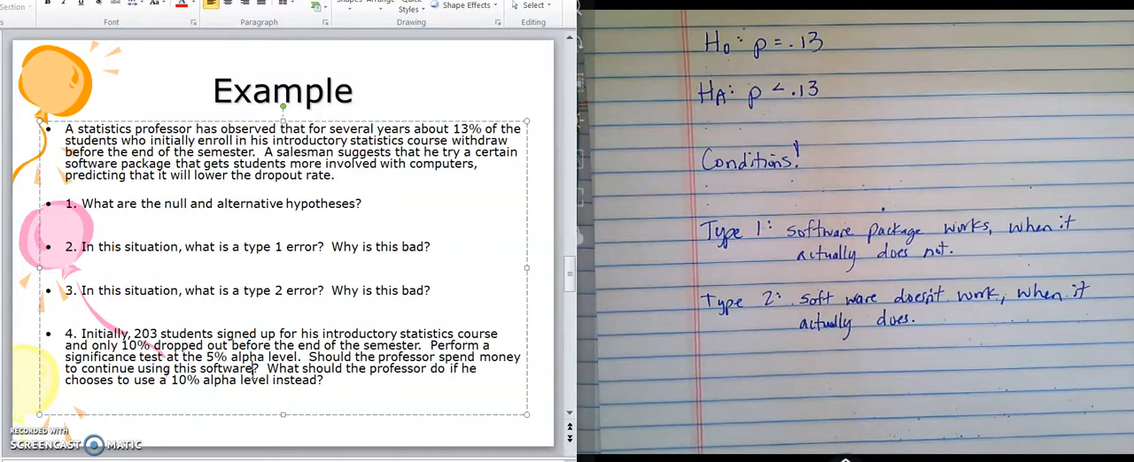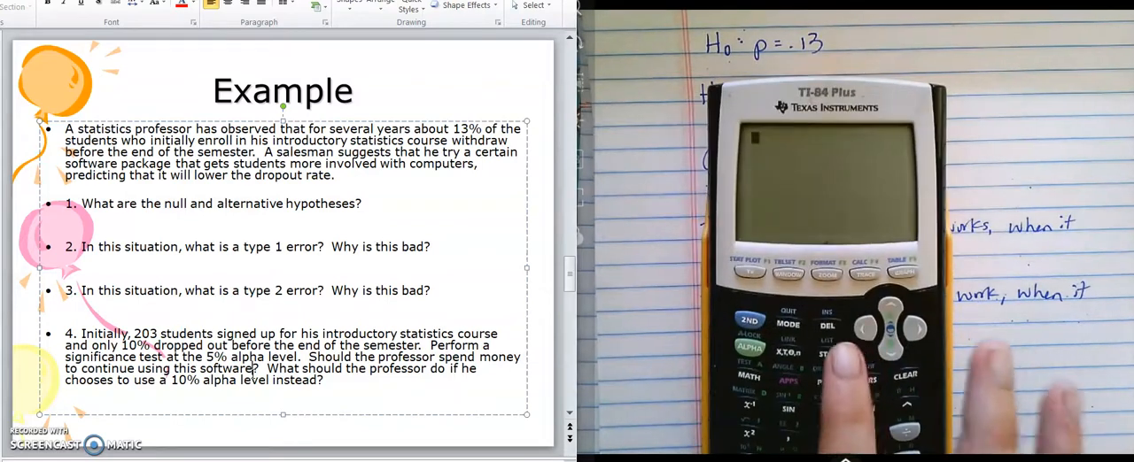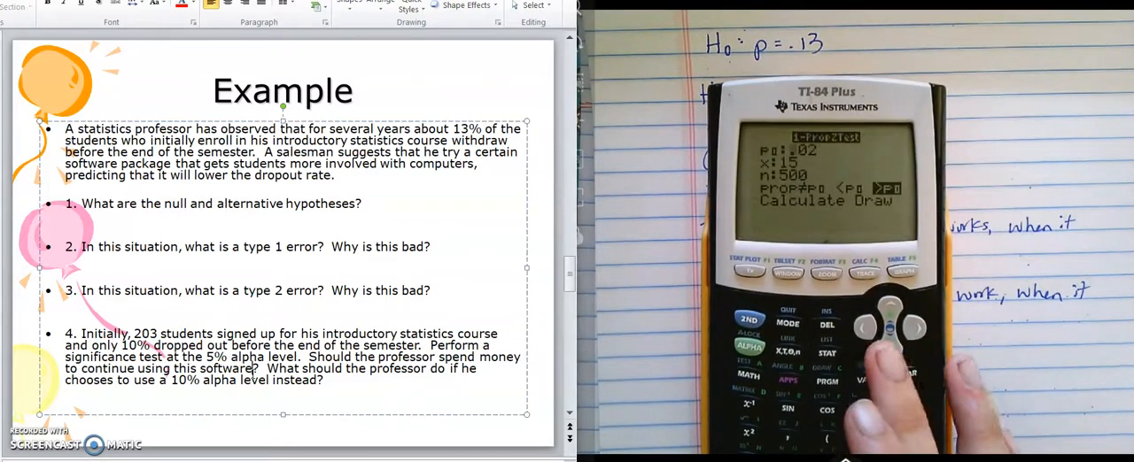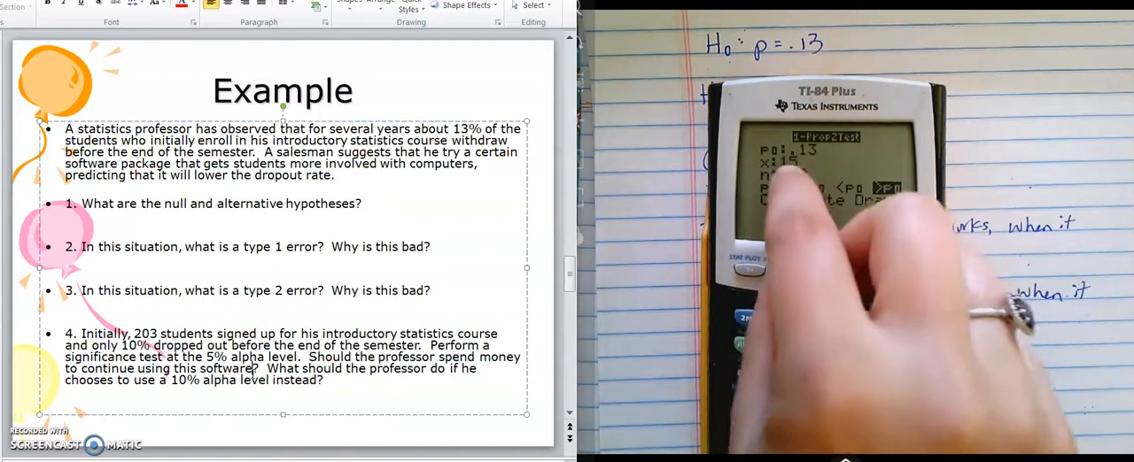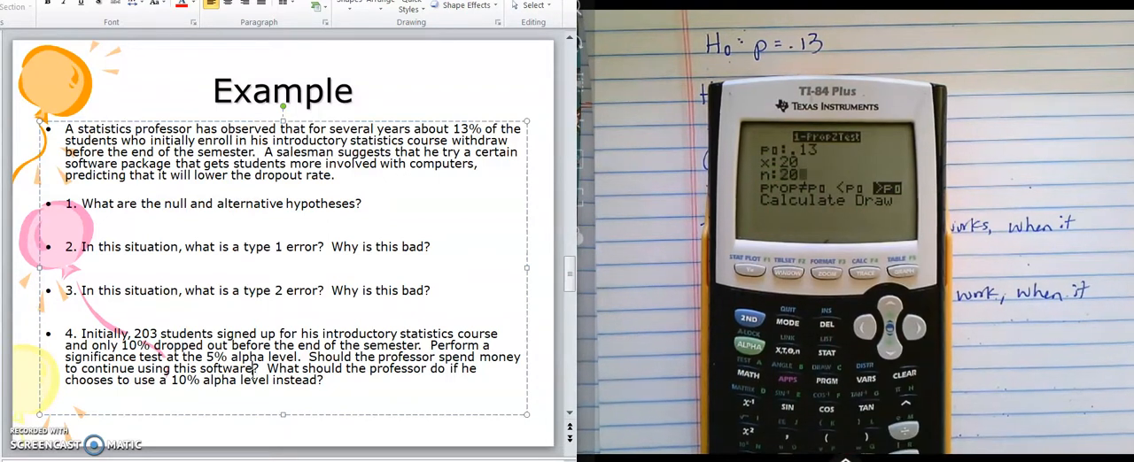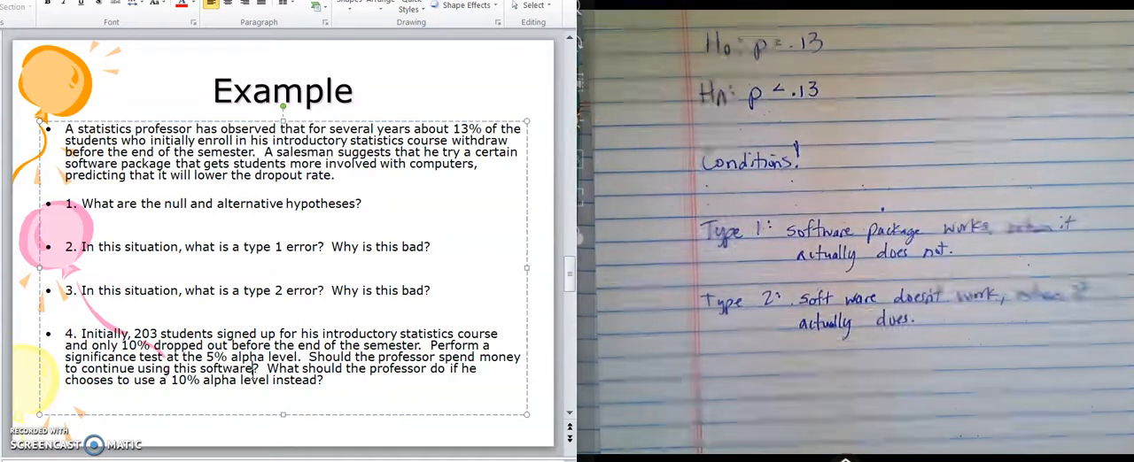It says, initially 203 students signed up for his introductory statistics course and only 10% dropped out before the end of the semester. Perform a significance test. So we are going here again, stat test 5. This time it is 0.13. Your X value, it didn't actually give you an X value in the problem, so be careful. You have to find it. 10% of 203 is 20.3. You cannot put a decimal in here, so we're going to round that to 20 out of 203. And they said less than this time. So I get a p-value of 0.09.